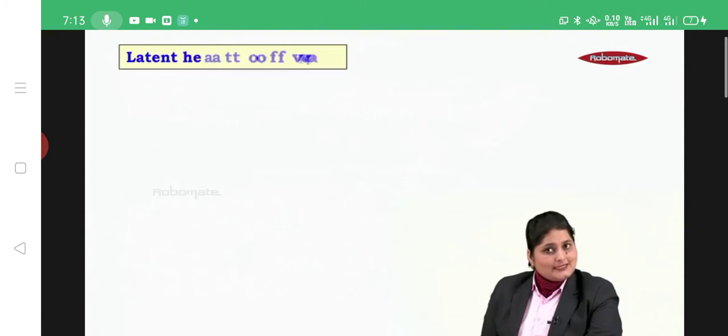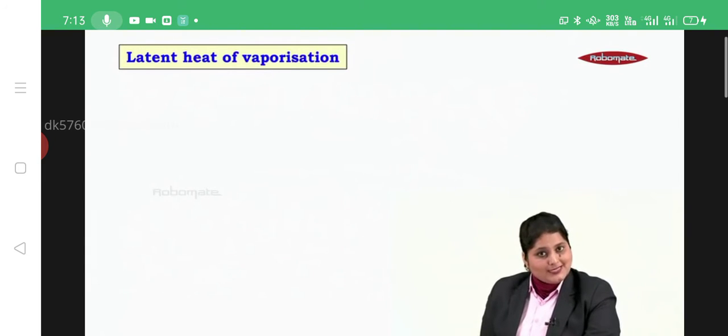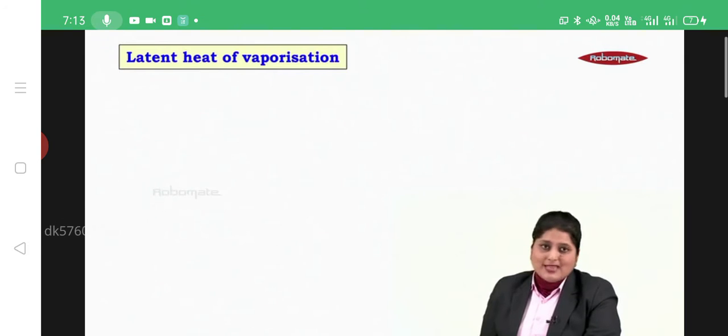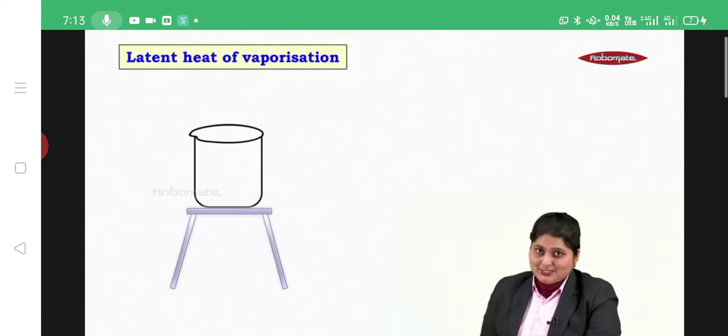Let's move ahead and study the next concept, that is latent heat of vaporization. Very much similar to that of fusion with a few changes.